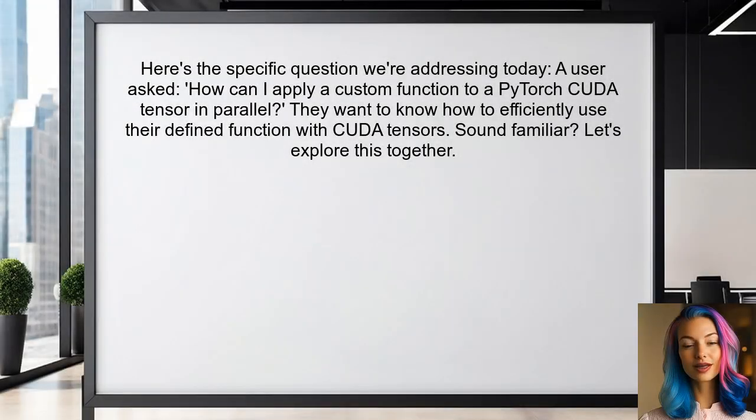Here's the specific question we're addressing today. A user asked, how can I apply a custom function to a PyTorch CUDA tensor in parallel? They want to know how to efficiently use their defined function with CUDA tensors. Sound familiar? Let's explore this together.